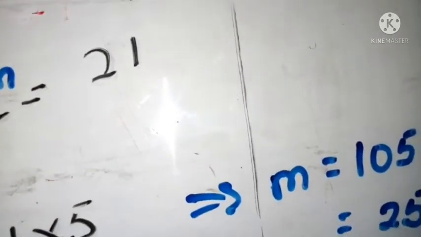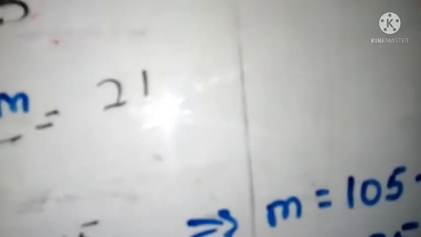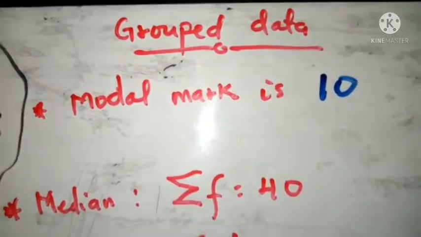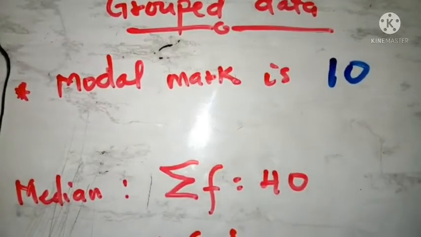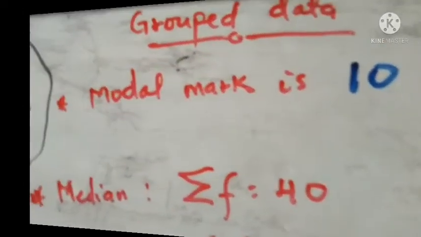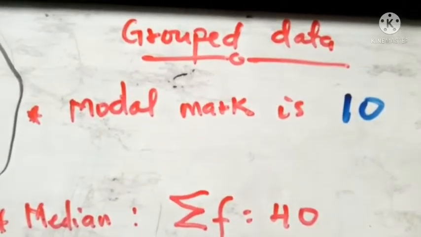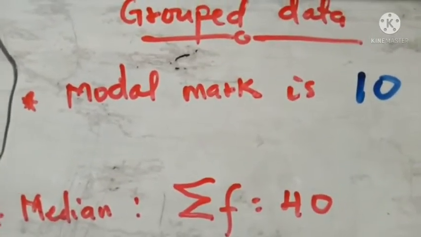All right, so let's have a look at grouped data. How can you apply this method to grouped data? Okay, now we are on grouped data. Let's have a look at the question and see how we can use this method to solve that problem. From the question, we are given marks or scores by students in a test, and we have been asked to find the modal mark, right?